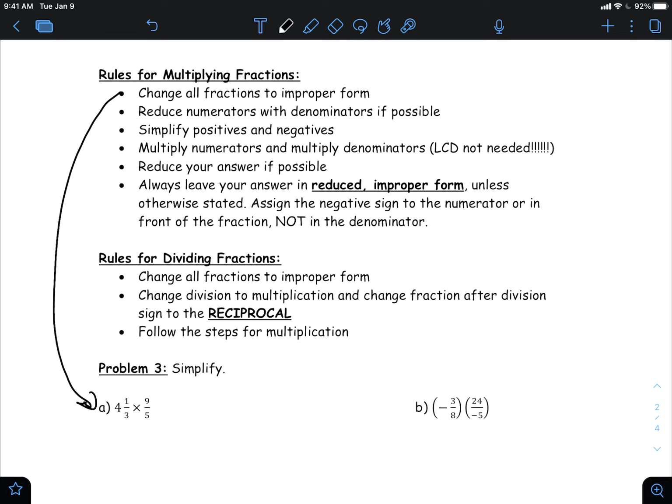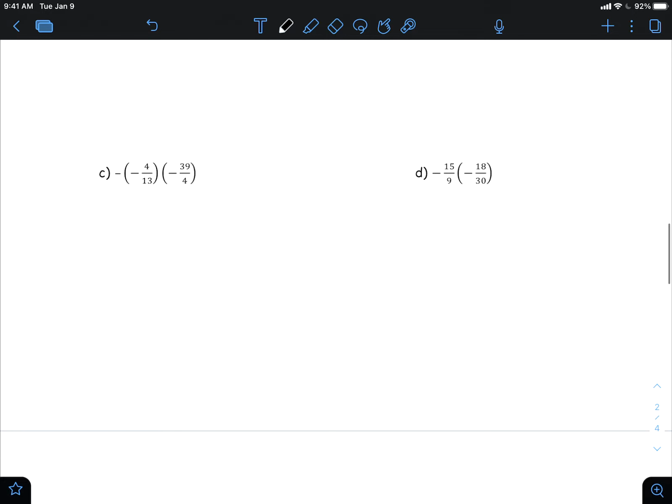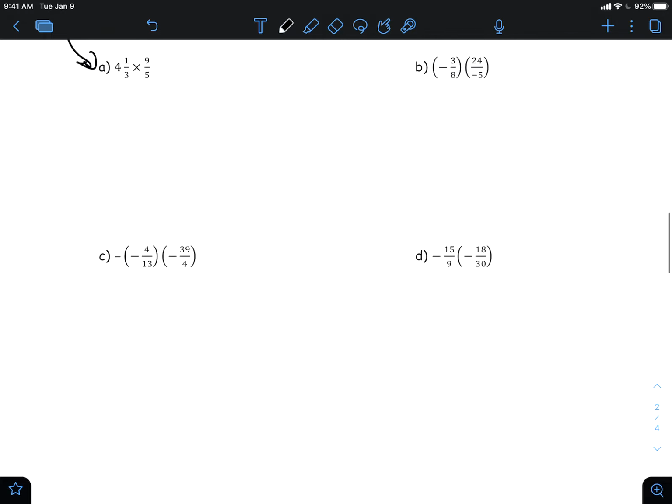And then always reduce your answer if possible, and always leave your answer in reduced improper form unless otherwise stated. And assign the negative to the numerator or in front of the fraction, not in the denominator. And then we'll come back to the rules for dividing fractions when we get there. We'll come back to it when we get to F.